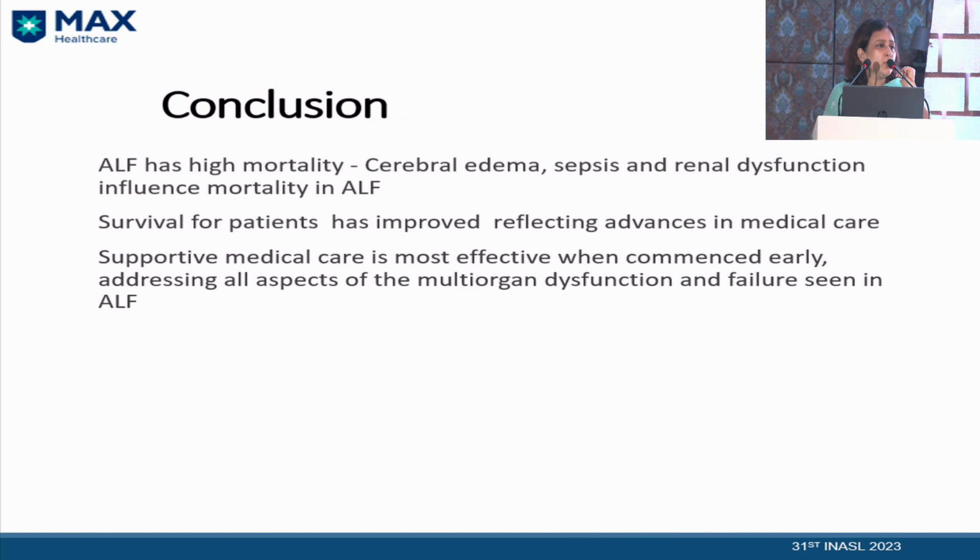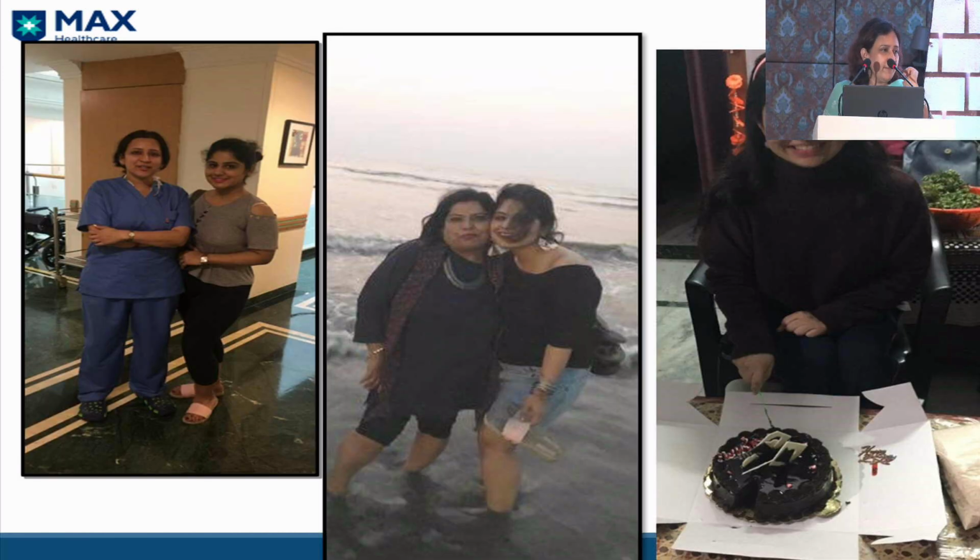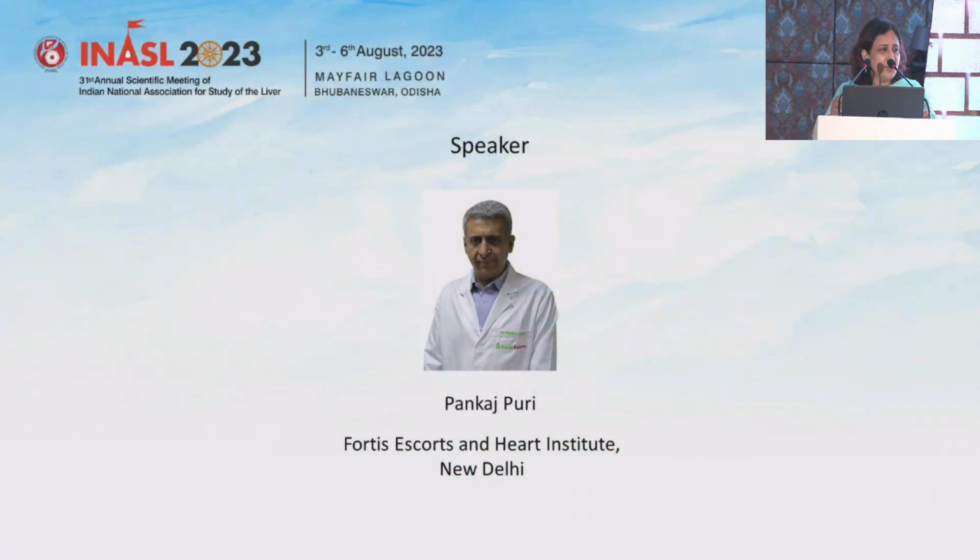So I would like to conclude by saying that acute liver failure has definitely got a very high mortality. It could be from cerebral failure, it could be from sepsis, it could be from renal dysfunction and all the problems that happen with it. So there is a role of the intensivist. Thank you. These are some of the patients which we've cured without transplant with acute liver failure, and it's definitely a very rewarding experience. Thank you.